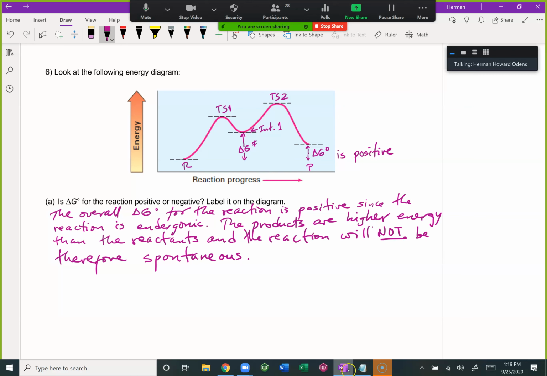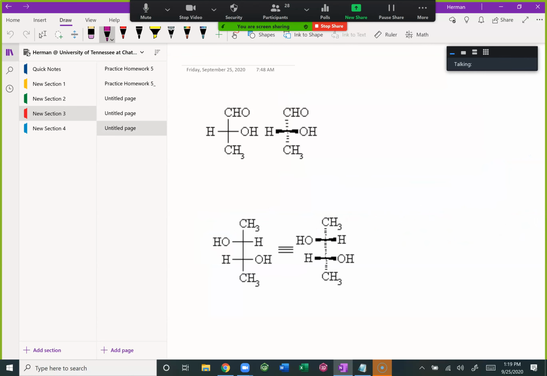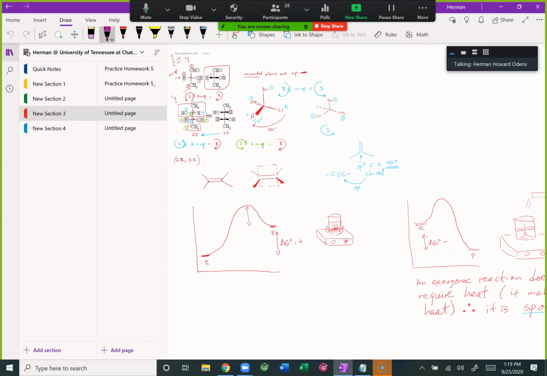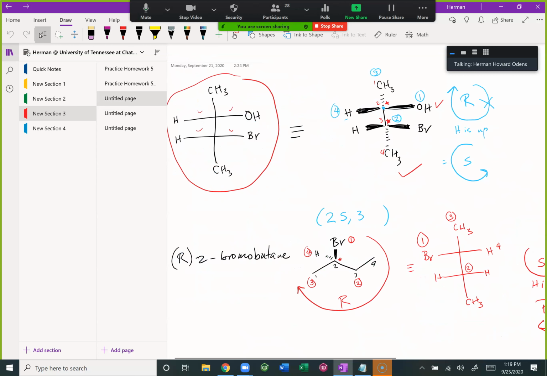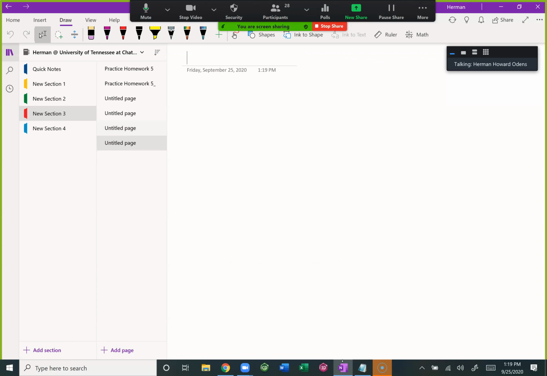So let's see. Let me open another tab. Oh, I have that for the next. Yeah. Hold on. Let me add a page.